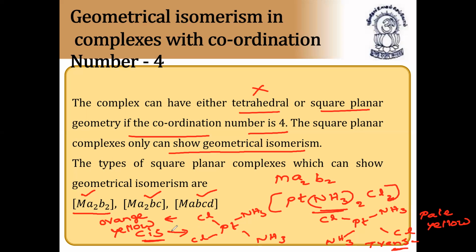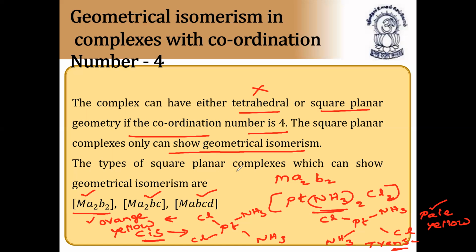It has a cis form. The cis form of diamine dichloroplatinum(II) is orange yellow in color, and the trans form of diamine dichloroplatinum(II) is pale yellow in color. So please note down the colors also, and we'll discuss all these things in the example. One example I want to show here.